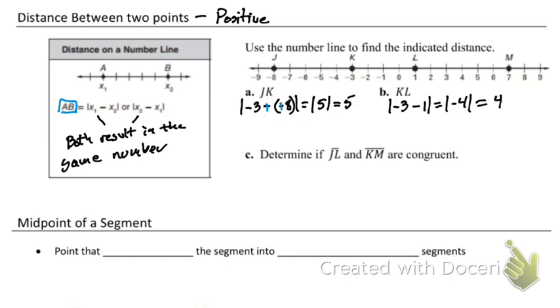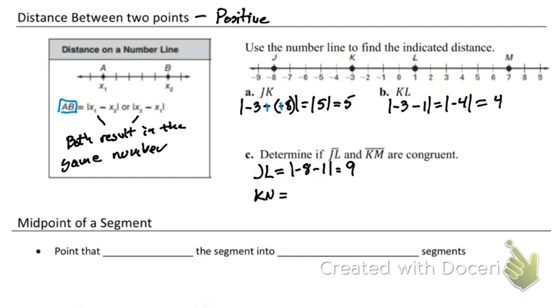All right, the next one says determine if JL and KM are congruent. That means do they have the exact same length? So let's find the length of each of those and just determine are they the same or not. We'll do the length of JL. J matches up with negative 8, so we'll put negative 8 minus my L is 1, which is just going to equal the absolute value of negative 9, which is going to be a positive 9.